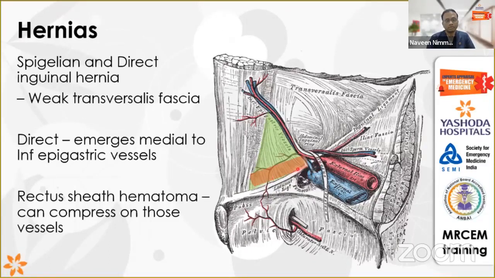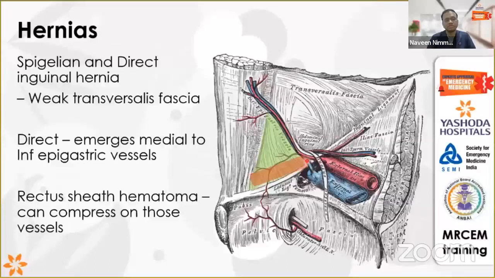That's why the innermost layer we can see is the transversalis fascia. Instead of them saying this, they may ask what is the weakness in a direct inguinal hernia? That's the transversalis fascia. If this fascia is weak, you can have a hernia, so spigelian hernia or direct inguinal hernia. In both of them, the weakness is in the transversalis fascia. And direct hernia emerges medial to the inferior epigastric vessels. These inferior epigastric vessels run in the rectus sheath, so a rectus sheath hematoma, if it's there, can compress on these vessels.